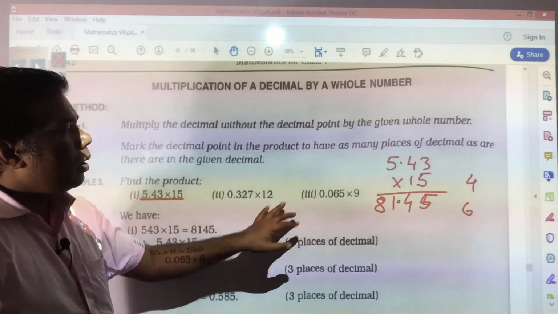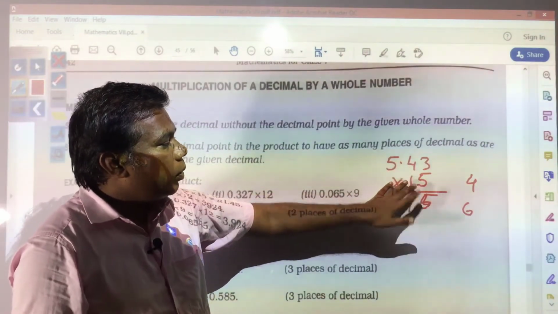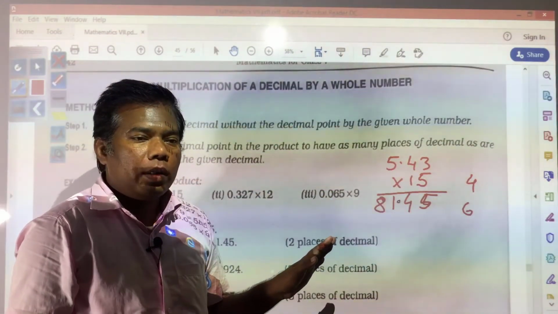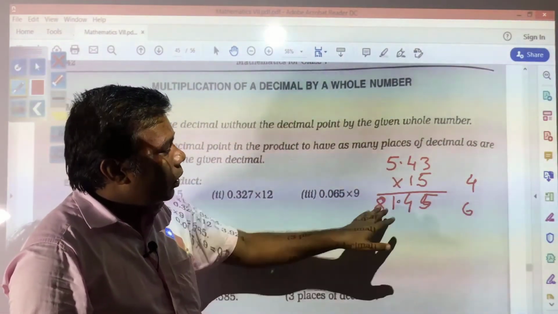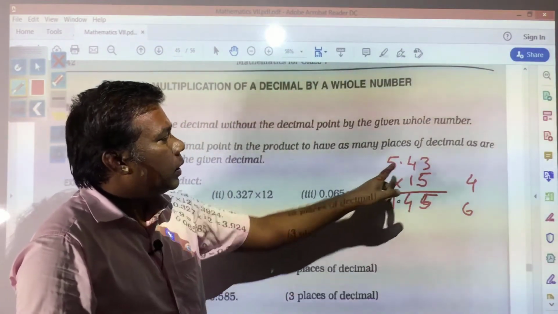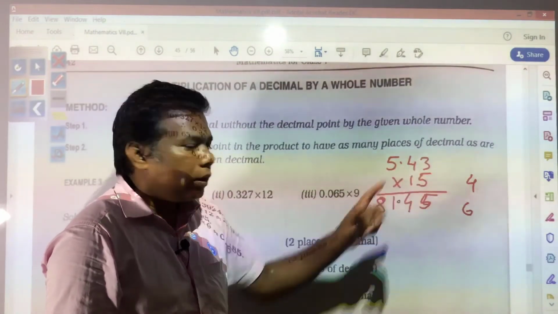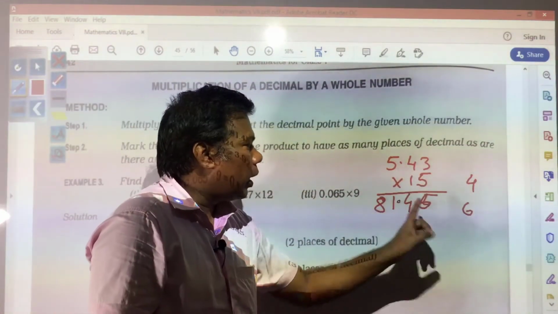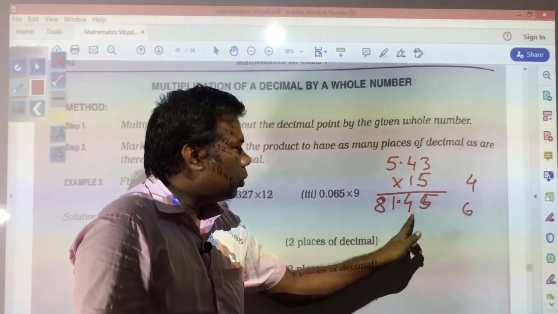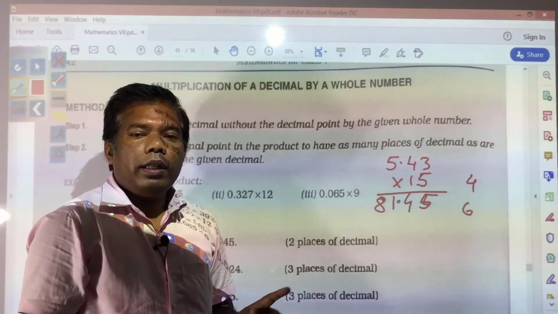What did we do? Without the decimal you multiply the number by the whole number, and then what do we need to do? When you have got the product, just count after the decimal how many digits you have. Here you have 2 digits. From the right side in the product you count 2 digits, 1, 2 and then you put the decimal, and that will be your answer.